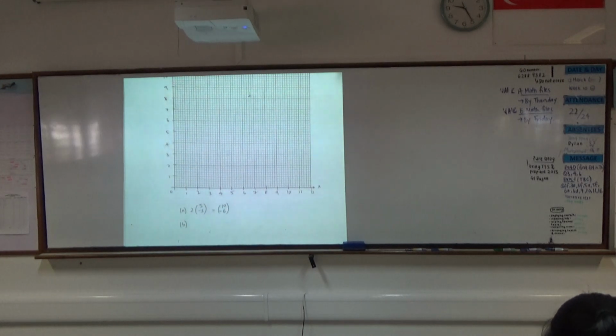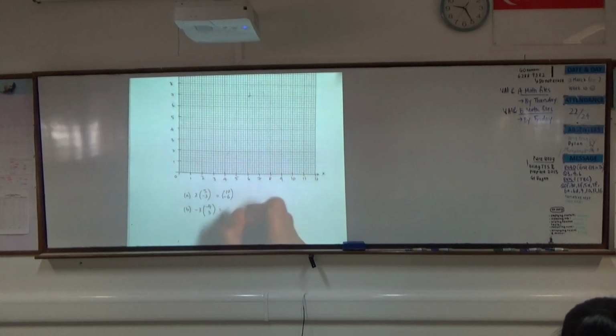I do not need the negative values in the y component. While for part B, 3 times the vector (-4, 3), that means negative 3 times negative 4 and 3. So we will get 12 and negative 9.